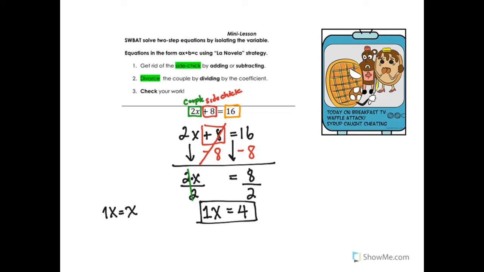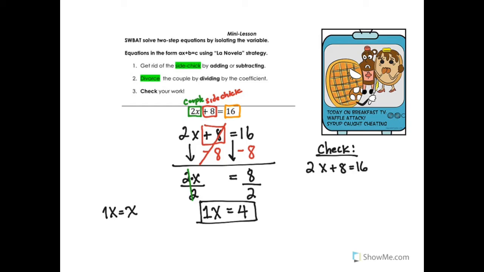But how do we check if we actually did this correctly? How do we check that 4 is the solution to this equation? Well, if x is equal to 4, that means that I can take that 4, and anywhere I see an x in my equation, I can replace that x with the value that I just found. So this is going to be my check. And in your task, you're going to have to do at least 2 checks to show me that you know how to do these. So on my check, I have 2x plus 8 is equal to 16.